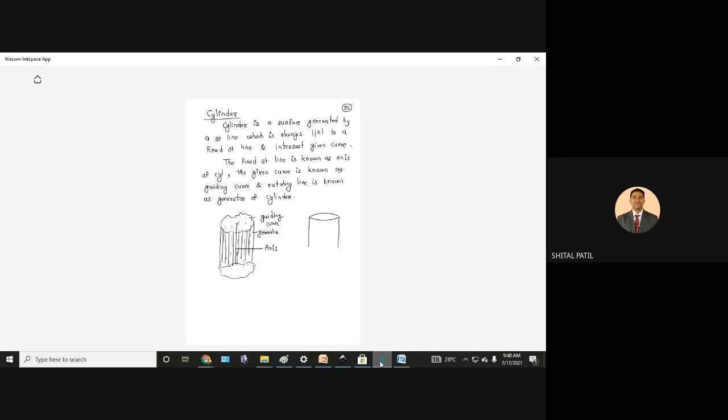Now I am changing the guiding curve. With a circle as the guiding curve, we have a cylinder like this. Yes, draw the diagram.